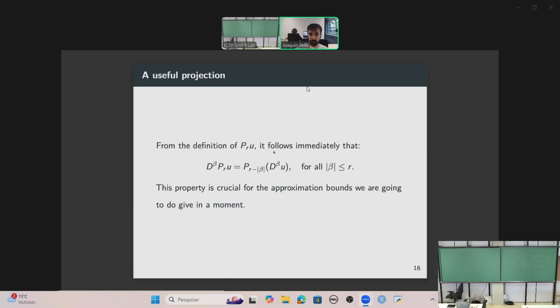And a very useful property that this projection has, which is basically the reason that we're going to use it now, is this kind of commutation property that they satisfy.